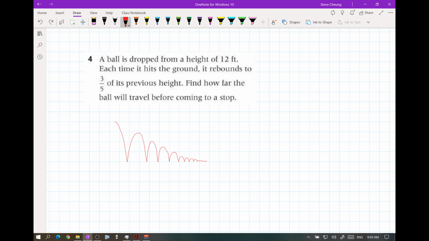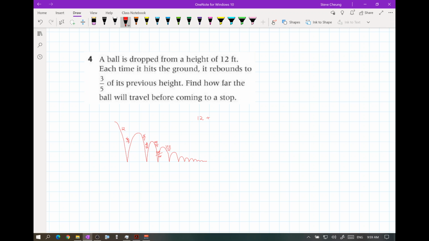So first it goes down by 12. And then when it comes back up, 3/5 of 12, it's going to be 36 over 5. 36 over 5 down. And then you multiply that by 3 over 5 again, which will be 108 over 25, and another 108 over 25 down, and so forth. So maybe I should write down one more here. This will be 324 over 125, 324 over 125.